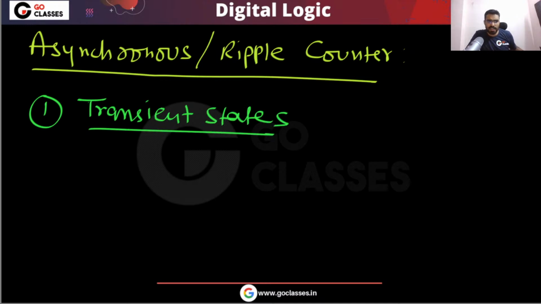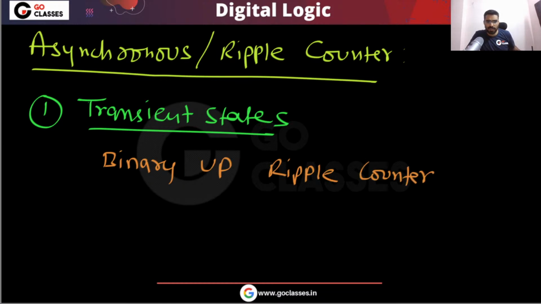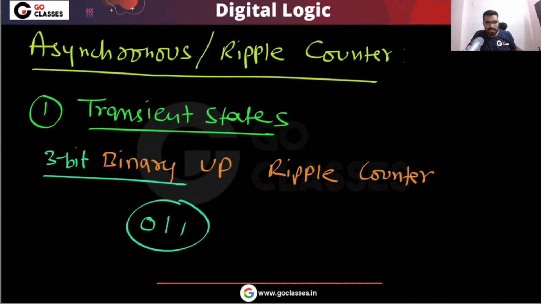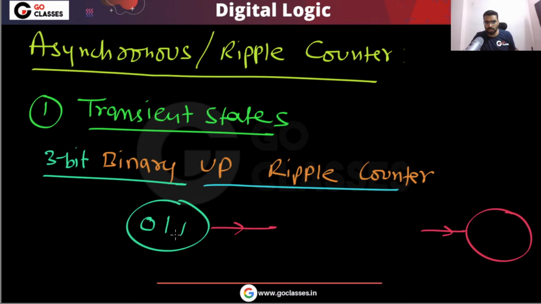For example, let's assume you have a binary up ripple counter. Then what will happen? In this binary up ripple counter, let's assume it is a 3-bit binary up ripple counter. If this is your current state, what will be the next state? If your current state is 3, the next state will be 4.